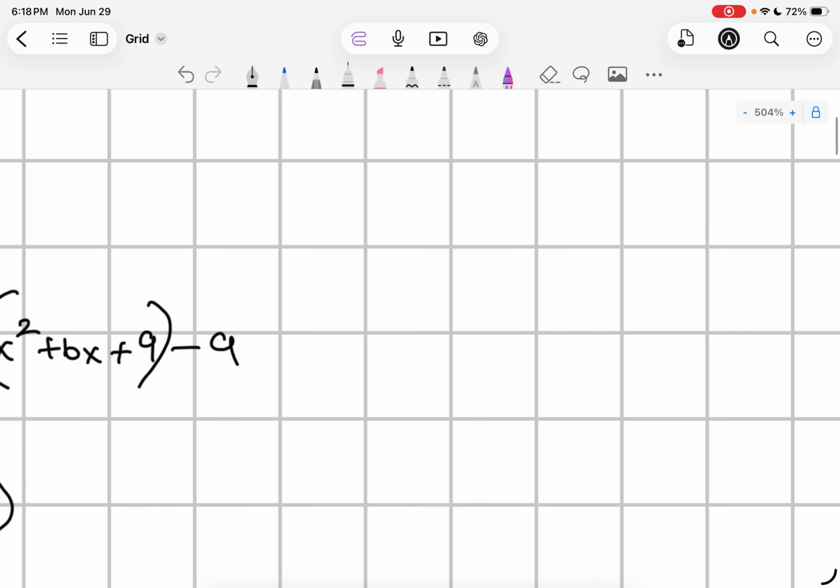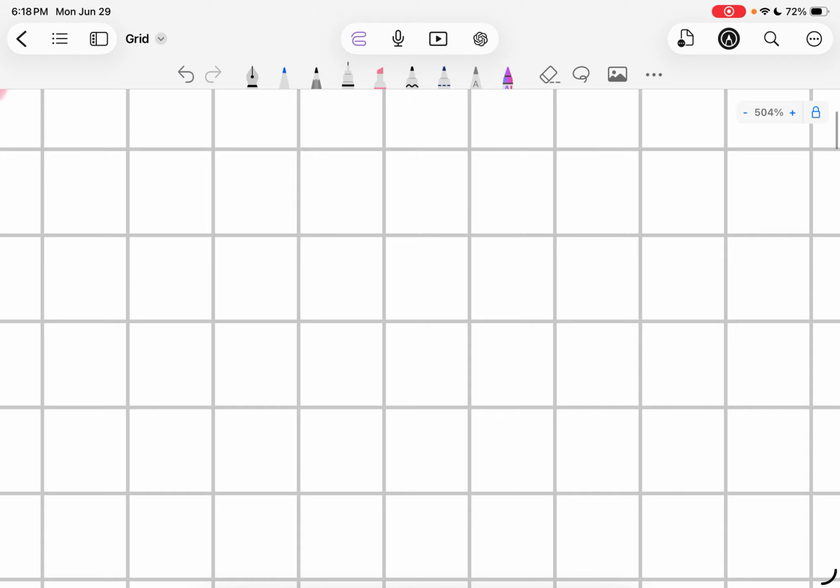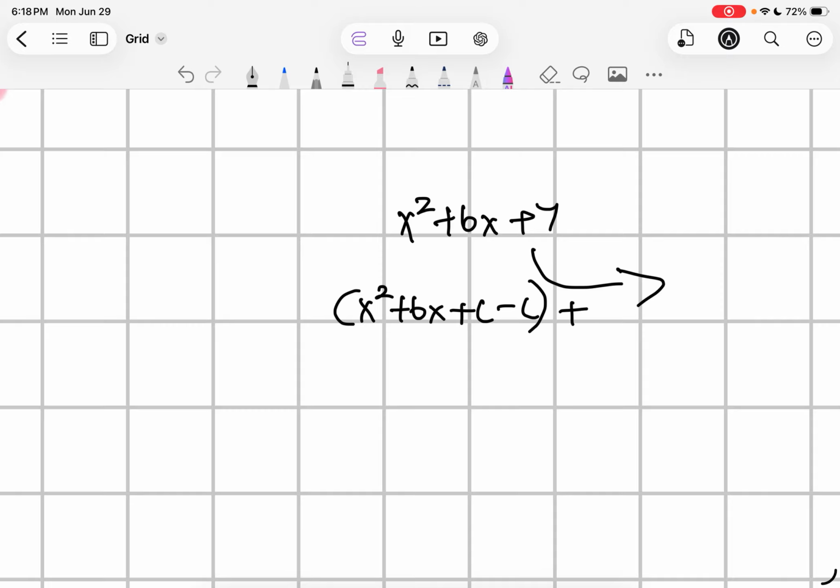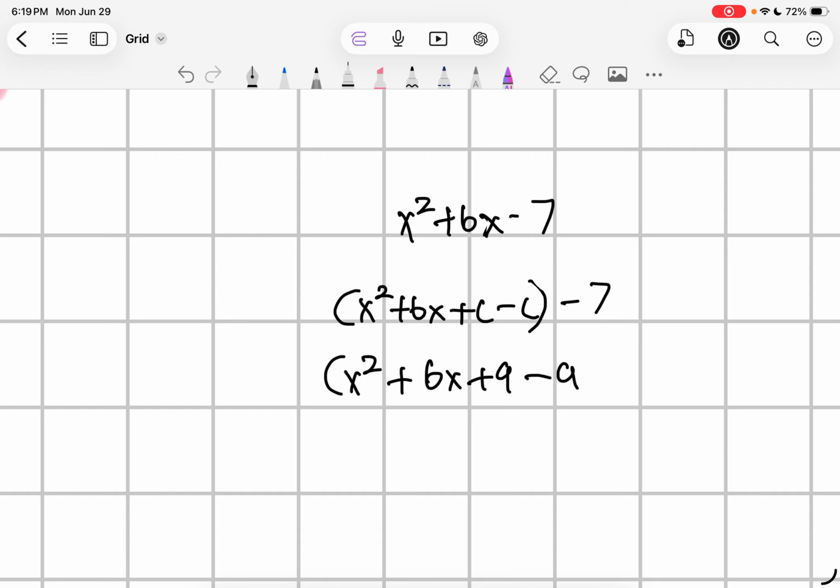Let's do a complete example that you can find in any textbook. For example, you get x squared plus 6x plus 7. Now, we can move the 7 to the side and just focus on the rest like this. x squared plus 6x plus c minus c plus 7. Not plus 7, minus 7. We can now start working with that. So you do the same thing we did before: x squared plus 6x plus 9 minus 9 minus 7.